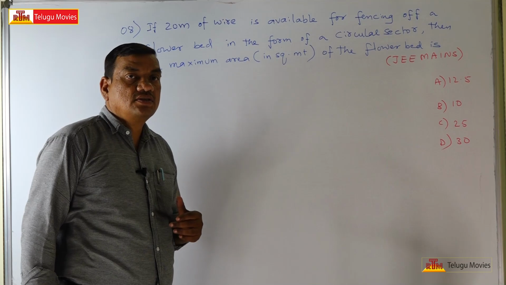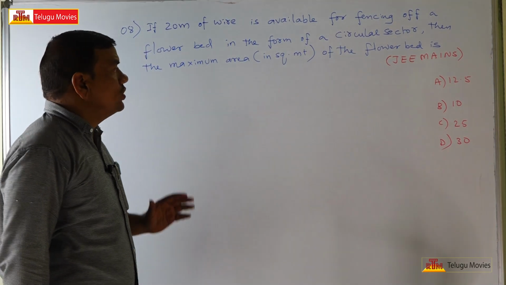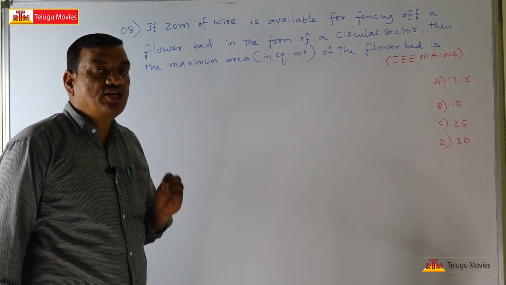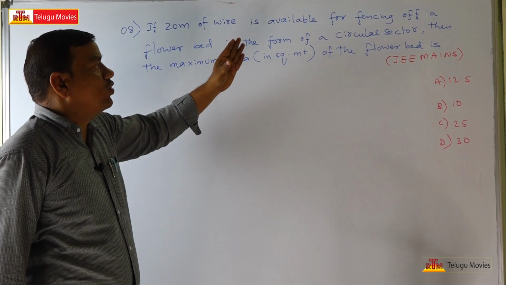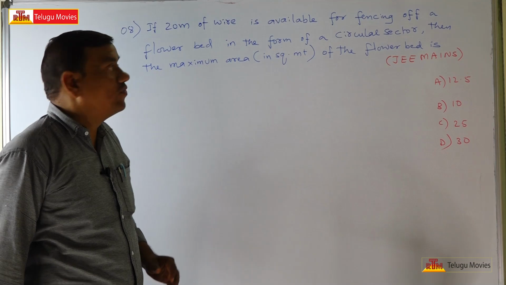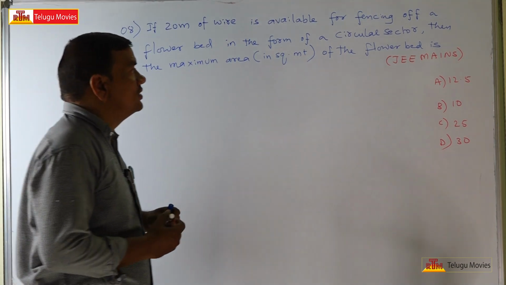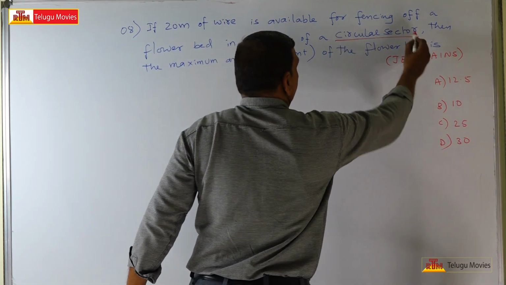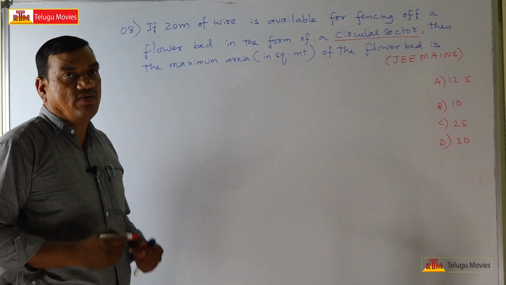Dear students, welcome to the 8th problem. It comes under application of differentiation. A 20 meters of wire is available for fencing off a flower bed in the form of a circular sector. Then the maximum area of the flower bed is.